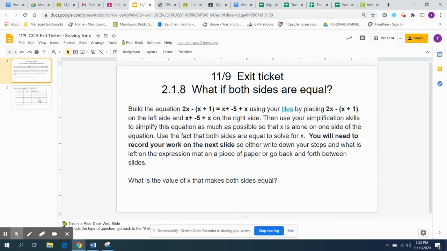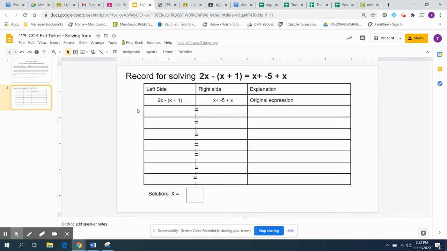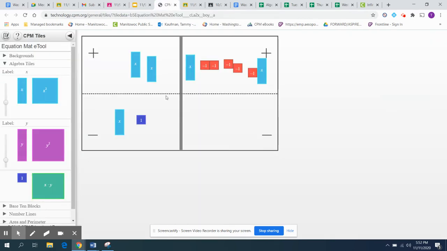Okay, so I have it built, and now I'm going to solve it and write the steps. First thing in the table, I always write the original. And then I like to flip things so that we have everything separated by plus signs. So only on the left side did I have to change anything.